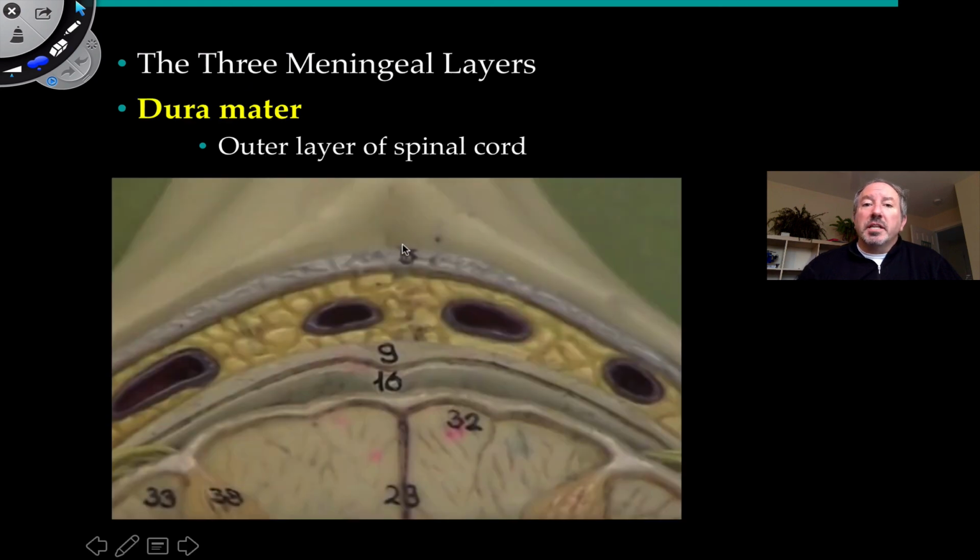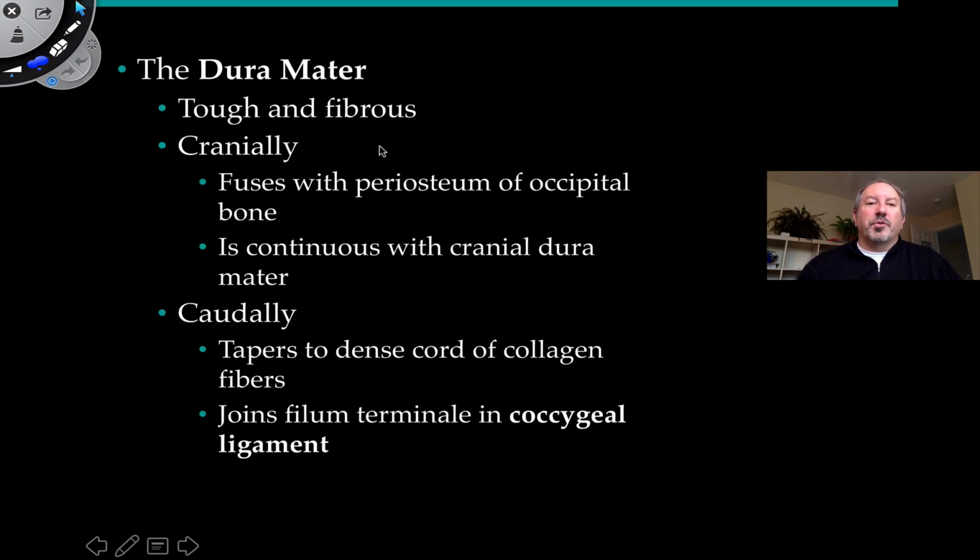Okay, so let's look in a little bit more detail at this outer layer right here, the dura mater, or tough mother, the outer layer of the spinal cord. Cranially, back up into the brain, it fuses with the periosteum of the occipital bone. So it's where it's connected, and it's continuous with the cranial dura mater. So that's kind of cool. And then below, or caudal, towards the tail, it tapers to a dense cord of collagen fibers, and it joins with the filum terminale and the coccygeal ligament, as I was referring to earlier in the video.